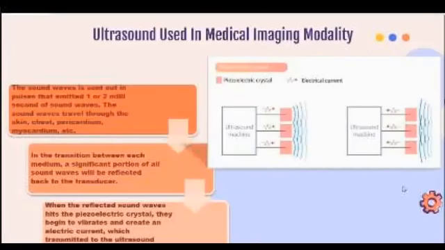Next, ultrasound is commonly used as a medical imaging modality as it is practical with the development of small piezoelectric crystal transducers. The sound waves are sent out in pulses that emit 1 or 2 milliseconds of sound waves. The sound waves travel through the skin, chest, pericardium, myocardium, and retrospect. In the transition between each medium, a significant portion of the sound waves will be reflected back to the transducer. When the reflected sound waves hit the piezoelectric crystal, they begin to vibrate and create an electric current which is transmitted to the ultrasound machine for analysis.